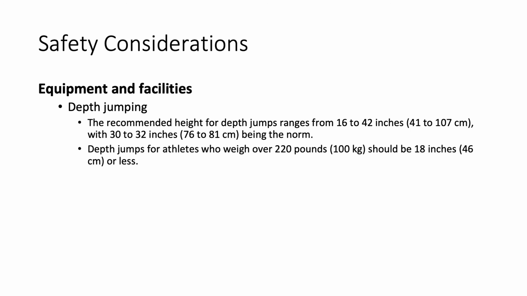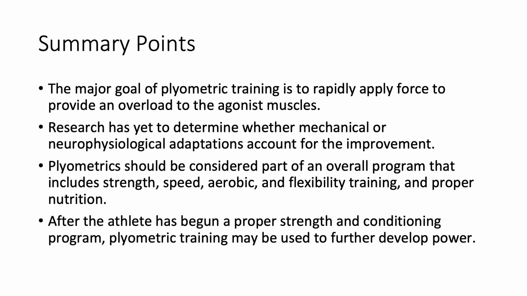The recommended height for depth jump ranges from 16 to 48 inches, with 30 to 32 inches being the norm. Depth jump box height for athletes who weigh over 220 pounds should be 18 inches or less. In summary, the major goal of plyometric training is to rapidly apply force to provide an overload to the agonist muscles. Also, research has yet to determine whether mechanical or neurophysiological adaptations account for this improvement.